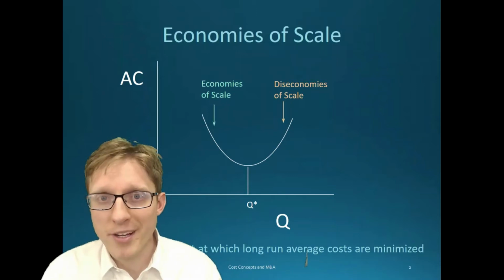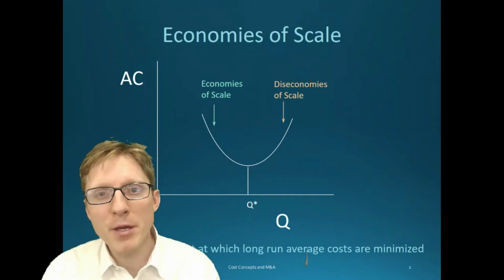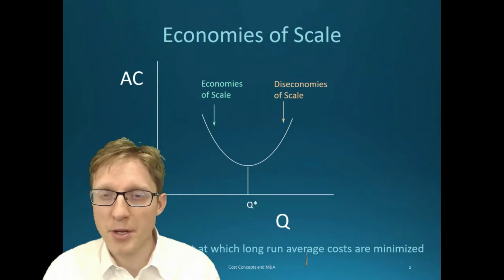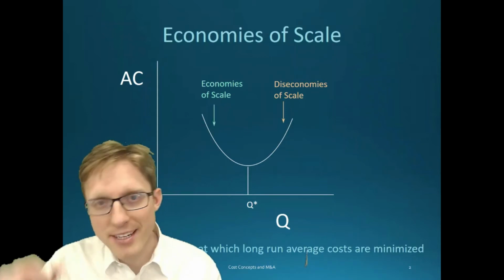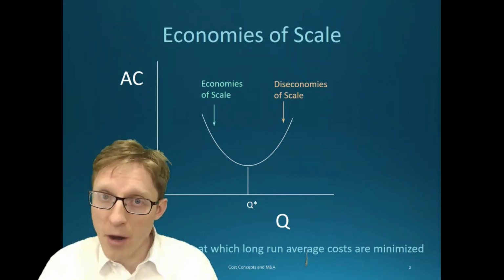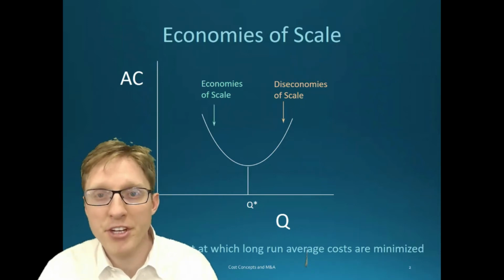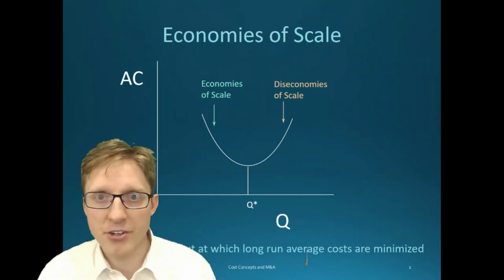Well, one reason is there's sometimes indivisibility of fixed inputs. Maybe you need some machine in the production process, but no matter how many units you produce, you need exactly one machine. Okay, and so the larger your output, the more units you're spreading the cost of that machine over. So that causes the average cost to go down.